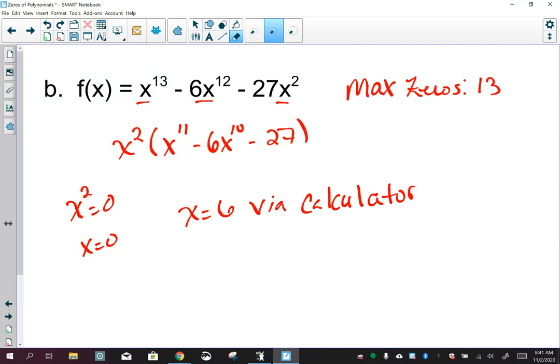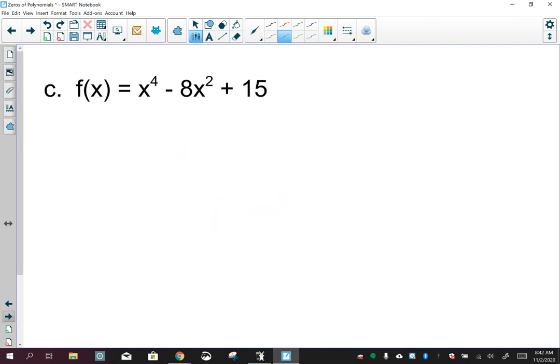All right. So these are going to be our zeros when we graph it and take a look at it, that we're actually going to be focused on, okay? So even though I could have 13, this one only has 2 that we can visibly see. All right. Let's try the next one.